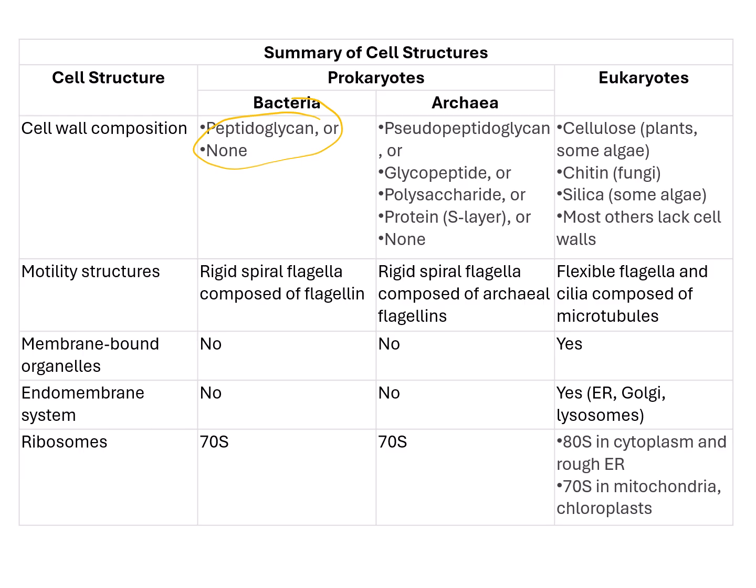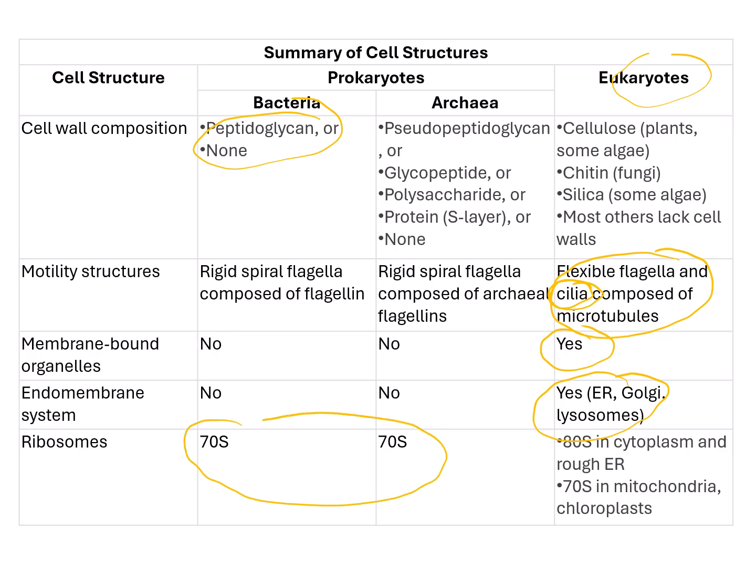For flagella, we talked about flagella and cilia being composed of microtubules in eukaryotes. And remember, there are no cilia in prokaryotes, only in eukaryotes. Only eukaryotes have membrane-bound organelles and thus the endomembrane system. Ribosomes are different in prokaryotes and eukaryotes, and that is why we can use antibiotics to target these prokaryotic ribosomes, although there might be side effects because they are also present in our organelles like mitochondria and chloroplasts.